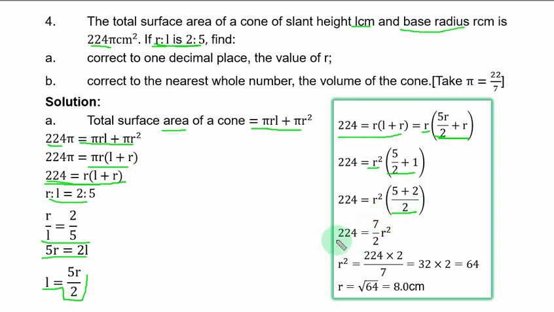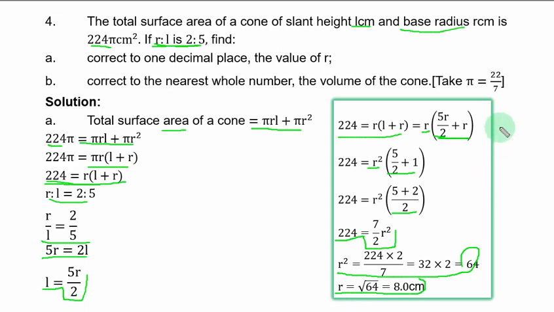And when you add, you have 224 equal to 7 over 2 r squared. To clear the fraction, multiply through by 2 and divide both sides by 7 for you to have r squared equal to this, and that is 64. To get r, you take the square root of both sides, so r is equal to square root of 64, and that is 8 centimeters.